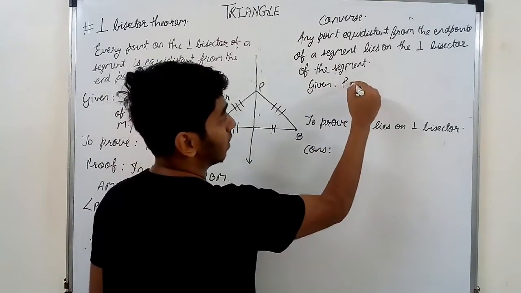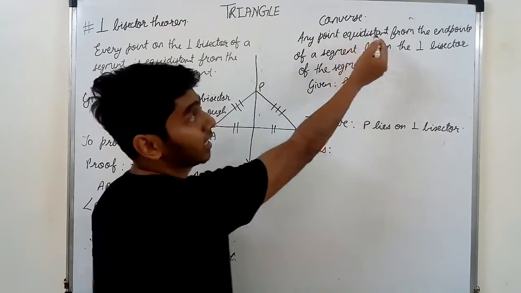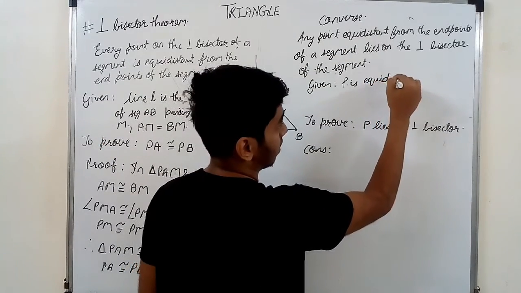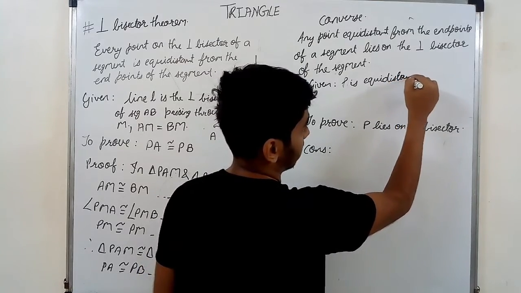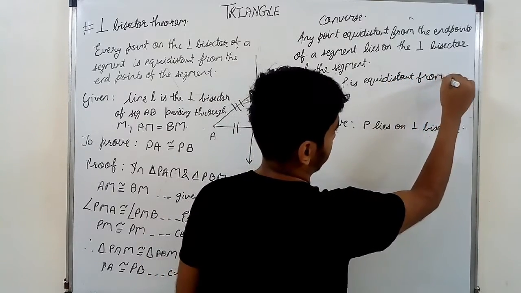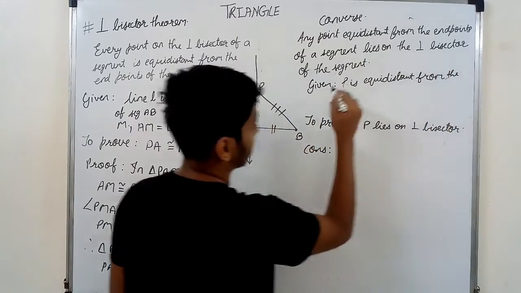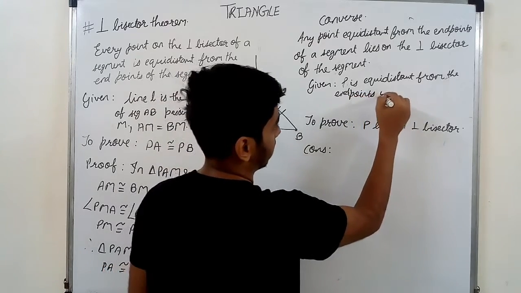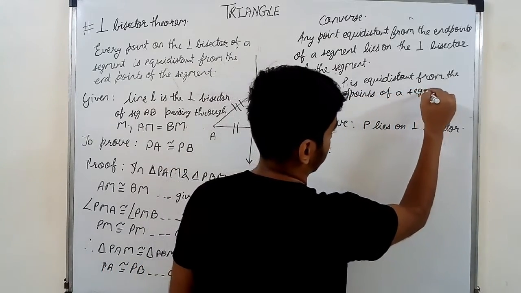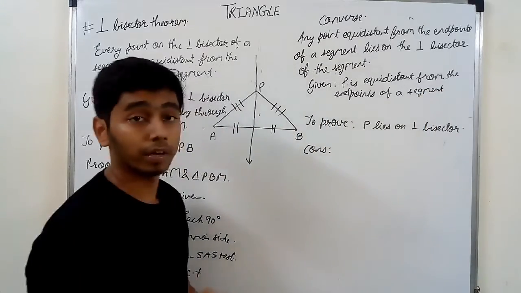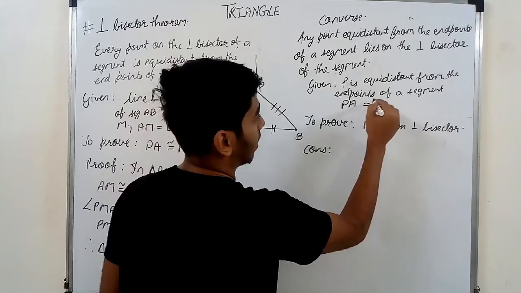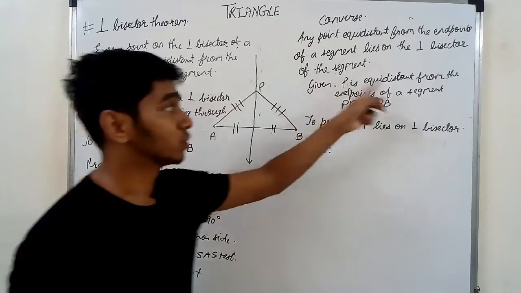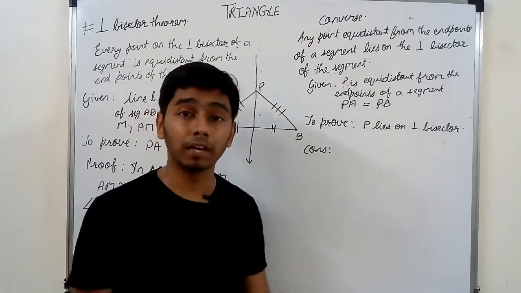So what is given here? See, it's written, right? Any point equidistant. So P is equidistant from the endpoints of the segment. Okay, that means PA and PB, they both are equal or congruent, you can say. So that is given to us. What is to be proved? P lies on the perpendicular bisector.